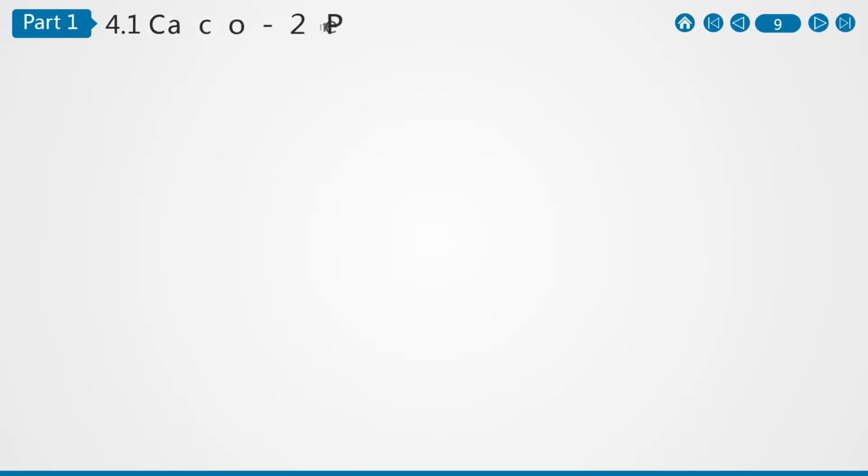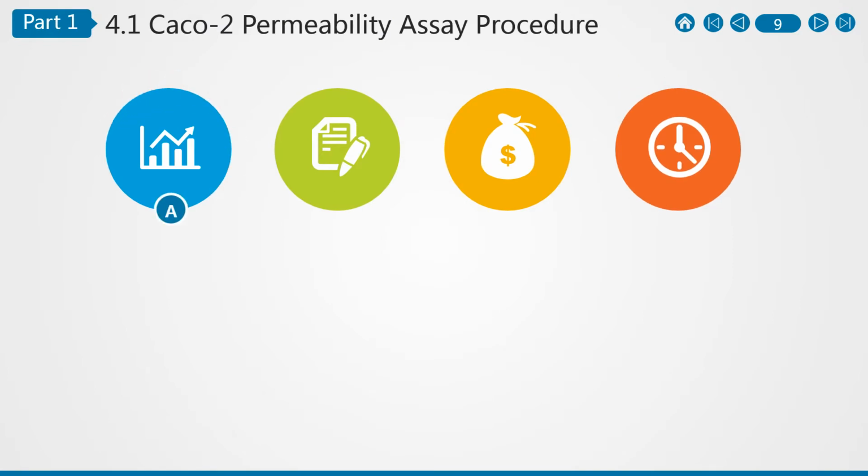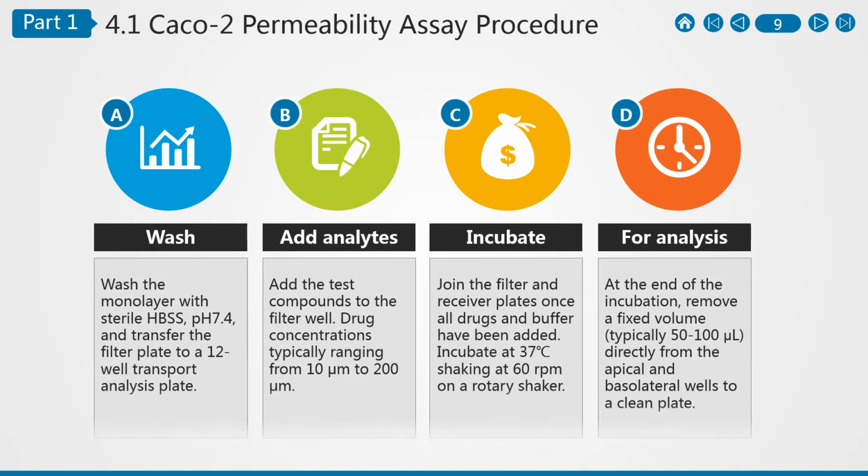The Caco-2 Permeability Assay procedure. After determining the electrical resistance for each well, as described above, wash the monolayer and remove the buffer from the filter plate and feeder tray. Transfer the filter plate to a 12-well transport analysis plate. To determine the rate of drug transport in the apical to basolateral direction, add the test compounds to the filter well. Drug concentrations typically ranging from 10 µM to 200 µM may be used. Fill the wells of the 12-well receiver plate with buffer. Join the filter and receiver plates once all drugs and buffer have been added.